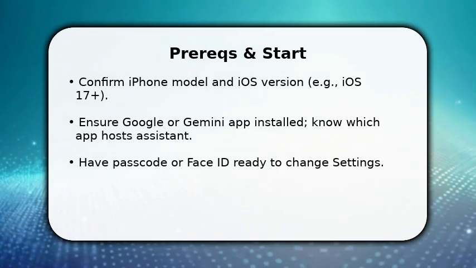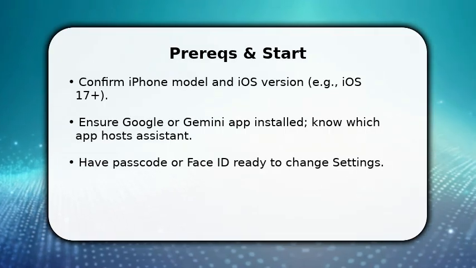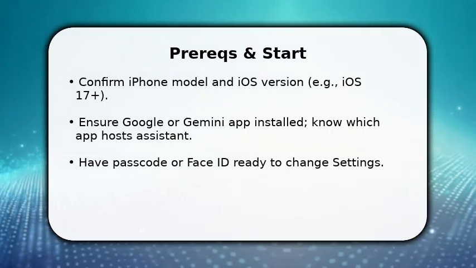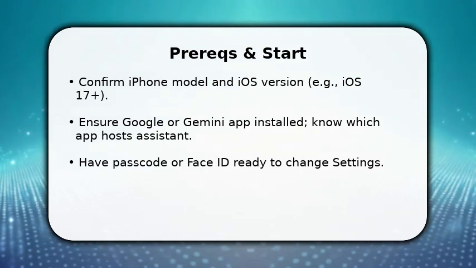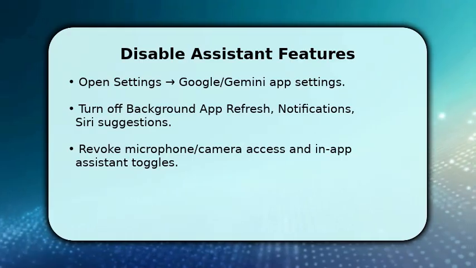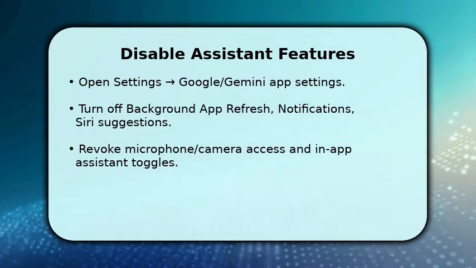Now go to Settings and scroll to the app entry for Google or Gemini. That's the first actionable step to access assistant controls and permissions. You're in the App Settings page. Now remove the assistant's active privileges.